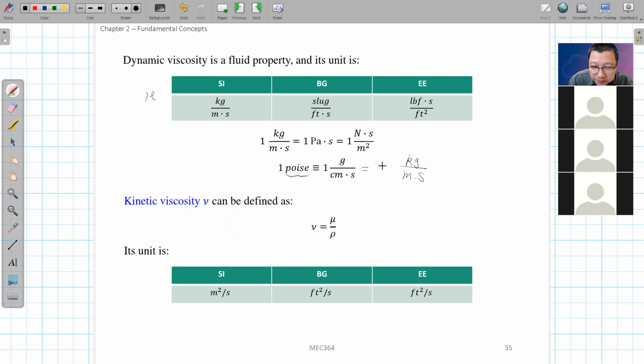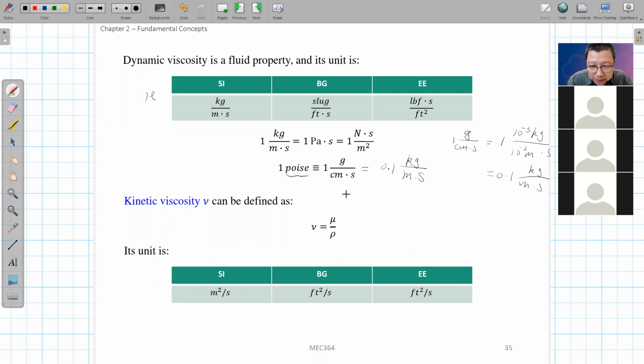Can anyone tell me? No? So this is 0.1, right? So you just write this as 1 g per centimeter per second. You can write this as 1 times 10 to the minus 3 kg, because 1 g divided by 10 to the minus 2 meter, right? Because this is centimeter times the second. So you do this, you get 0.1 kg per meter per second, right? And so this is another popular unit we use for the viscosity.